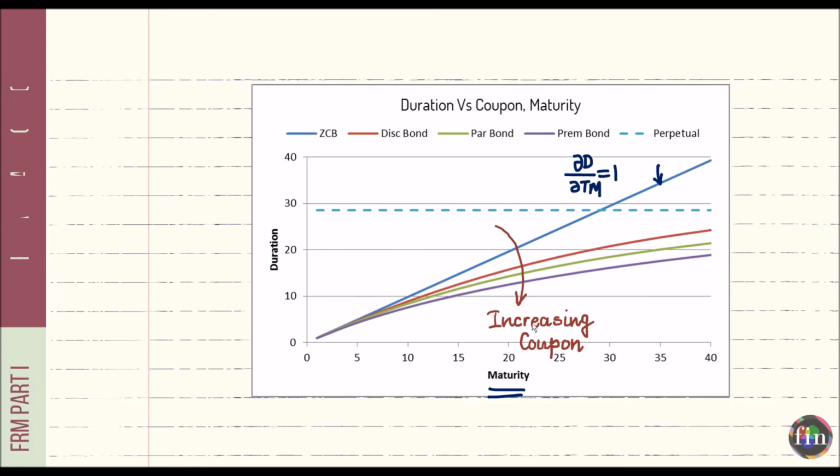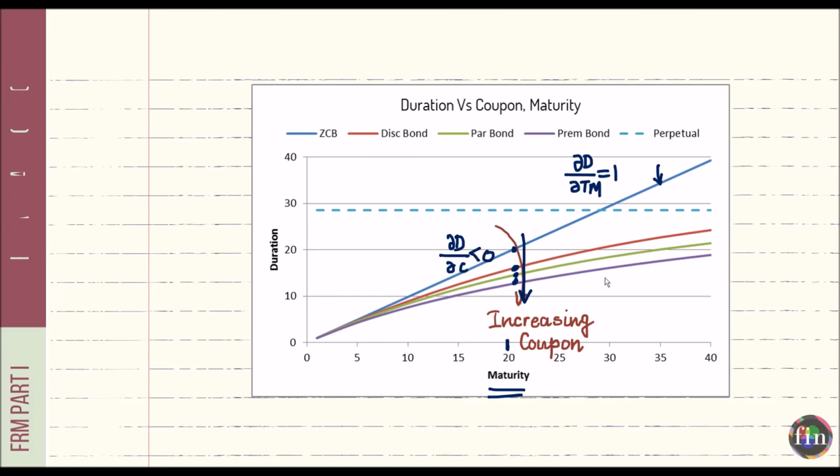Now take a look at any point in time. So let's say for this 20-year maturity, let's take a look at durations of various bonds: zero coupon bond, a discount bond, a par bond, a premium bond. Okay, that means I am increasing the coupon in this direction. So when I increase the coupon in this direction, see, duration is going down. Okay, so that means the sensitivity of duration with respect to coupon is negative. That's the other thing which we note.